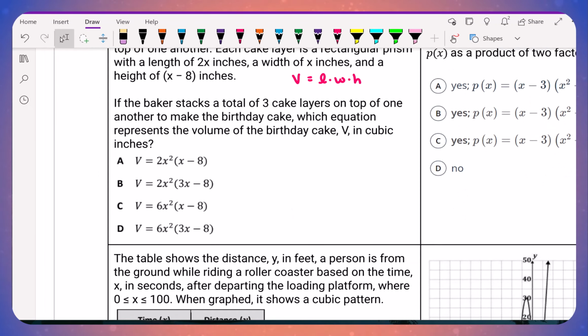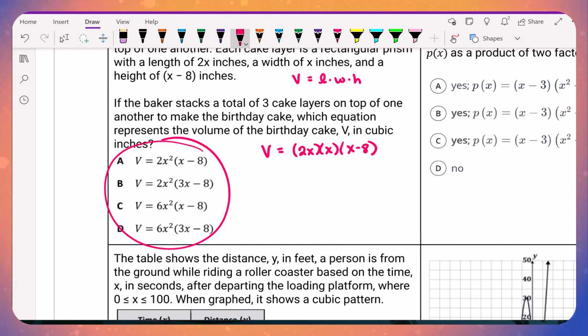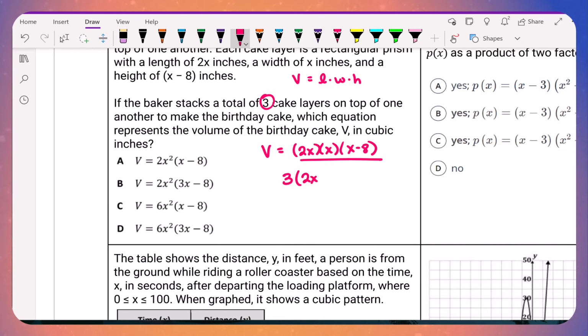So I'm going to go ahead and find the volume of one of these layers of cake. So it'll be 2x times x times x minus 8. Now, I'm not going to multiply that out just yet, because if you look at your choices, it seems like some of it's multiplied and some of it's not. I'm going to consider the fact that I'm going to have 3 of these cake layers. If I have 3 of them, that means I'm going to take this right here and multiply it by 3.